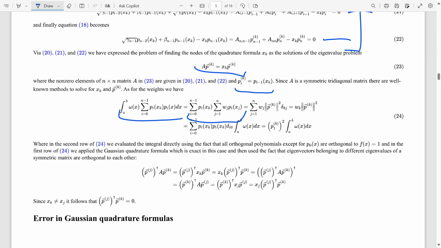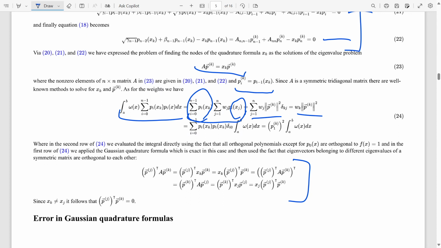Then we pick out this much, the sum on i with this and this, and that's just the scalar product of the vector pk with the vector pj. Since eigenvectors belonging to different eigenvalues of a real symmetric matrix are orthogonal to each other, as shown here, it simplifies to this and then this.